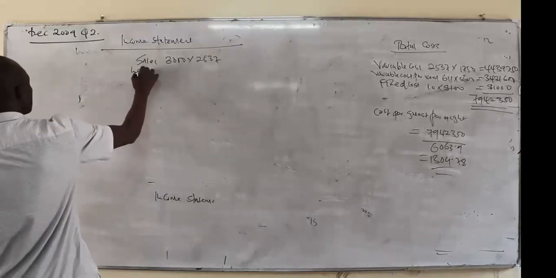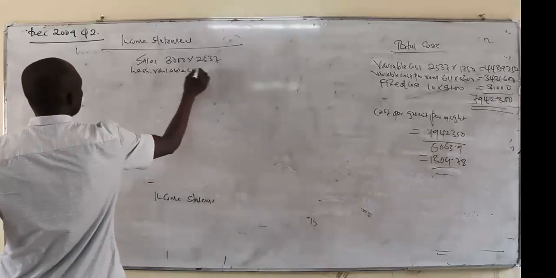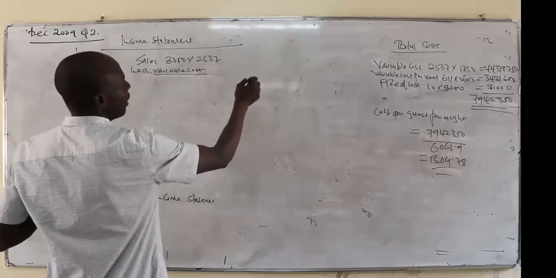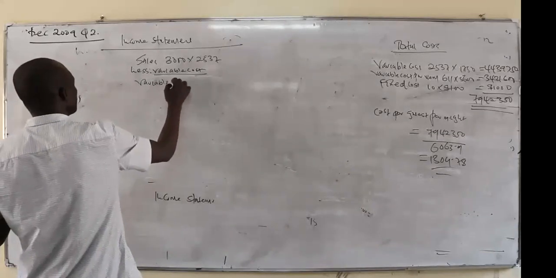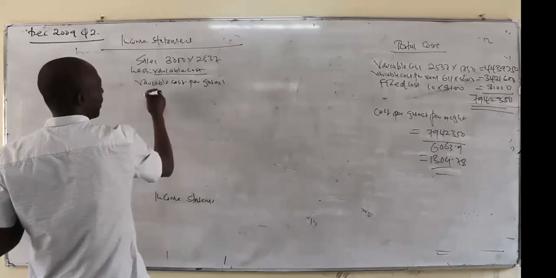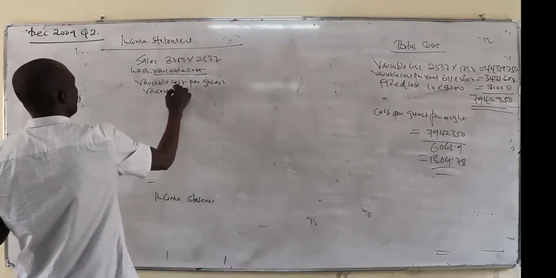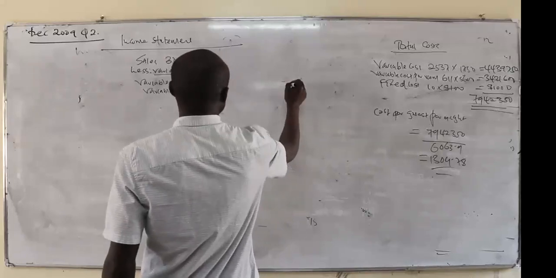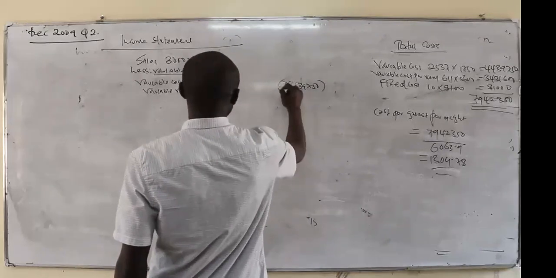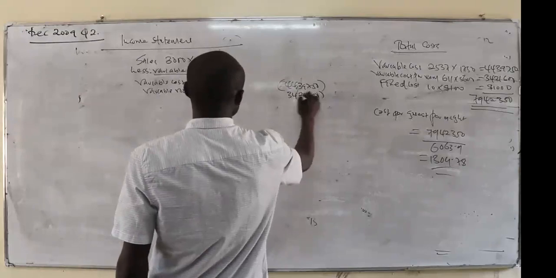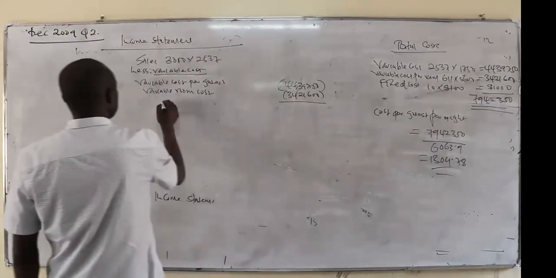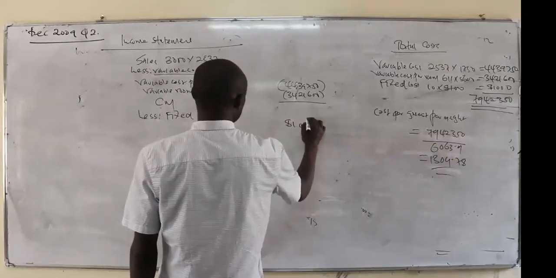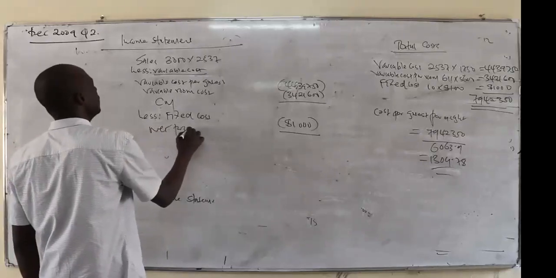And then we less variable cost. We less variable cost, which is variable cost per guest and variable room cost. So the total here was 44,39,750, and this was 34,21,600. And then this one will give us the contribution. This is a good contribution. And then we less fixed cost. I think this will be the best way to approach it. Then here we get the net profit.